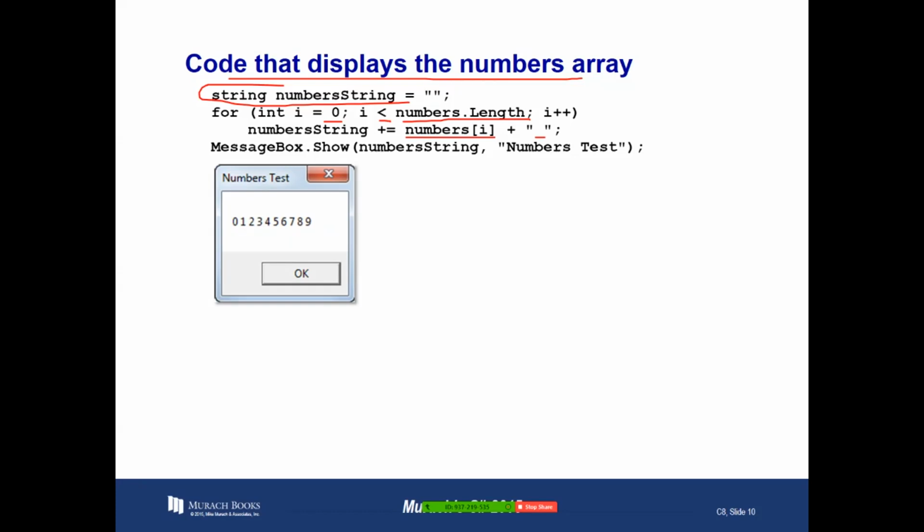don't need to use the toString because it defaults to that because we're using a plus sign. This is a number, but we're using a plus sign and a space, and so it automatically converts. The default converts to a string. So it's going to be 1 space, 2 space, 3 space, all the way up to 9 space. The message box, the number string is shown here, and the numbers test is what you see up here.